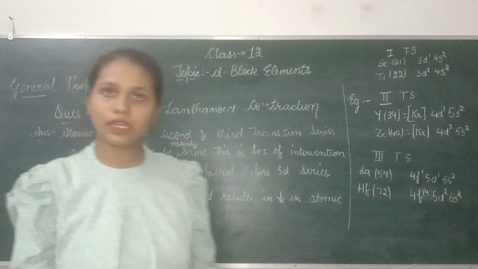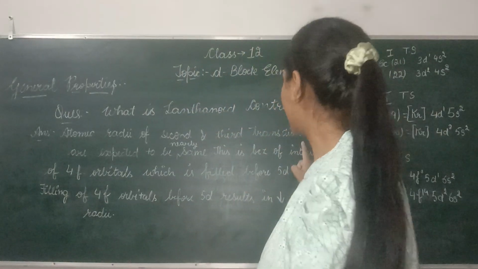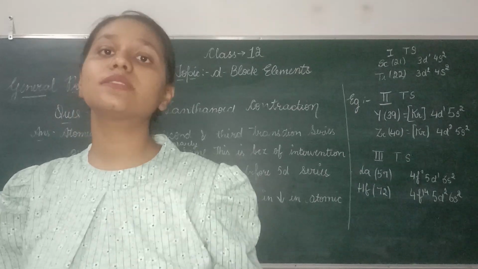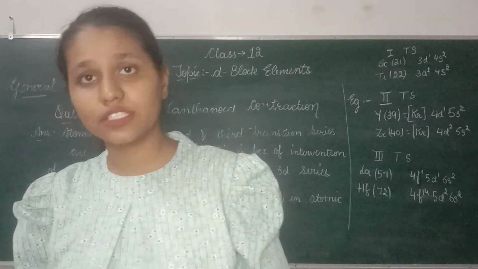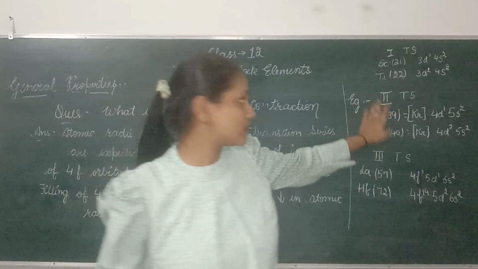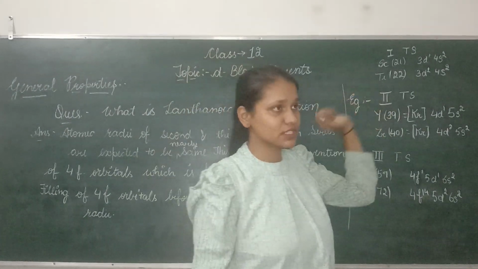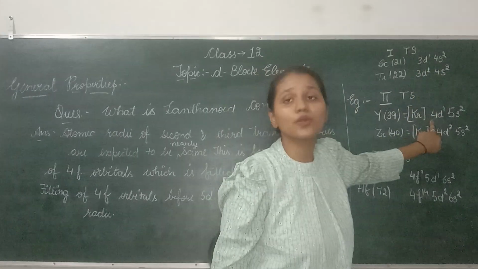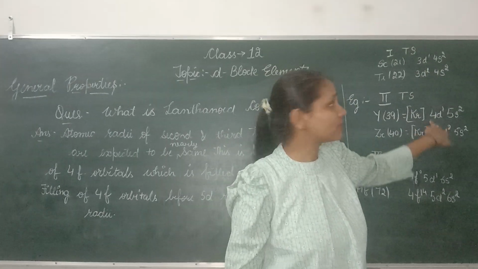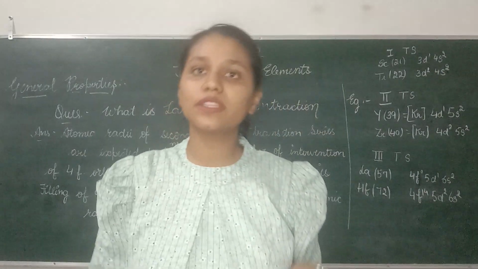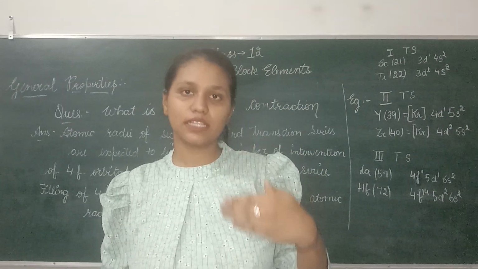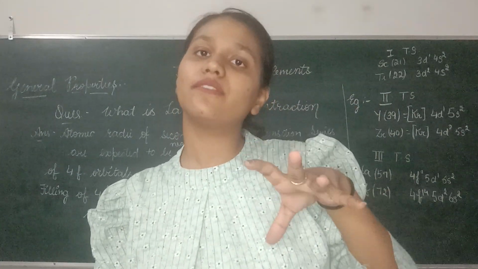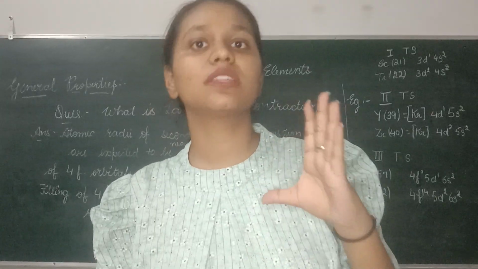Means the atomic radii of the second transition series is more than the first transition series, because as I have already written on the board, in the first transition series the 3d subshell is gradually filling and here the 4d subshells are gradually filling after filling the 4s2 subshell. So with increase in the subshells, the electrostatic attraction between the nucleus and the outermost electrons decreases, and as the attraction decreases, atomic radii increases.